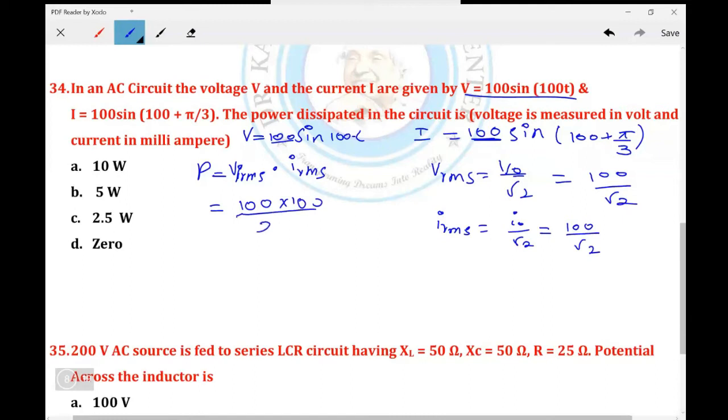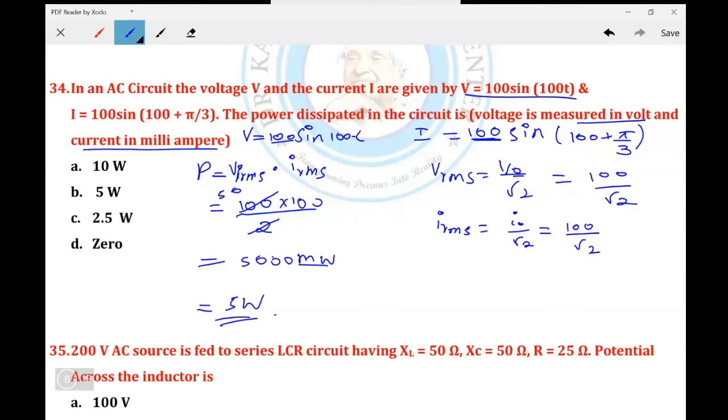I am writing directly. So 2 1s are 2, 50s are, so you will get it as 5000 milliwatt. Why so? In the question, voltage is measured in volt and current in milliamperes, therefore you will get milliwatt. Convert this into what? Watt. So obviously this is 5000 milliwatt, or you can write it as 5 watt. Option B is your correct answer.